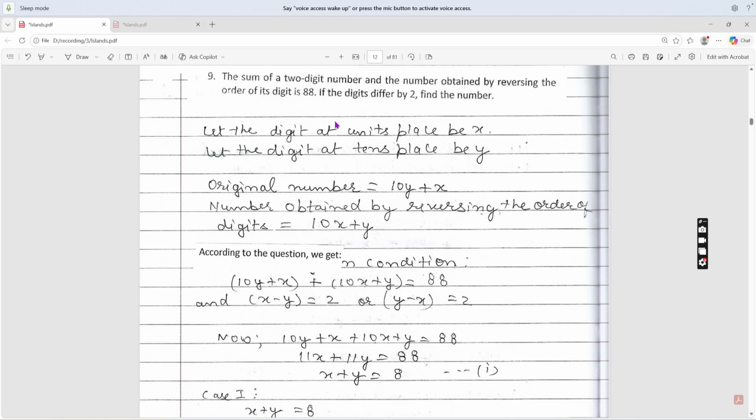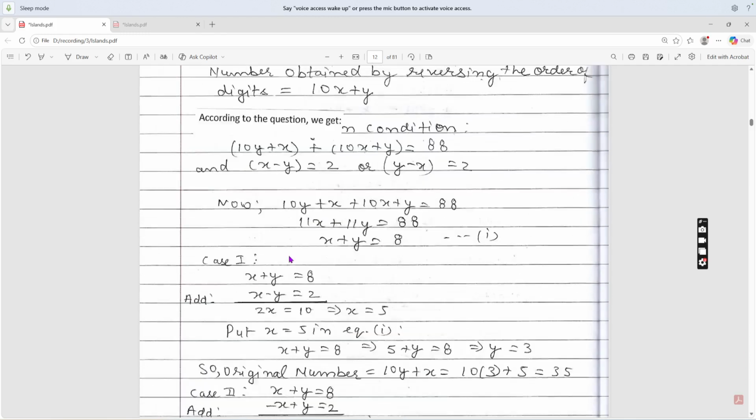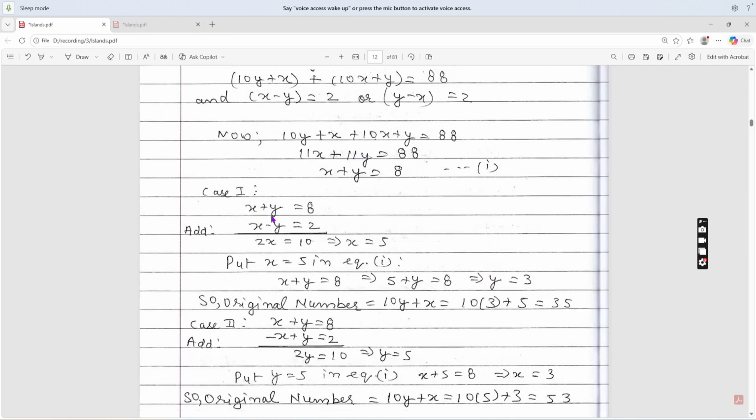Now we are going to solve these equations. Case 1, we are going to take this. Firstly, see this: 10y plus x plus 10x plus y is equal to 88. Now 10y plus y is 11y, x plus 10x is 11x, so 11x plus 11y is equal to 88. Now we are going to divide all by 11. 11 divided by 11 is 1, and 88 divided by 11 is 8. So the first equation is x plus y is equal to 8.